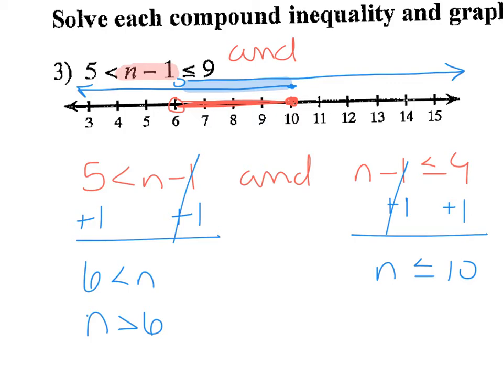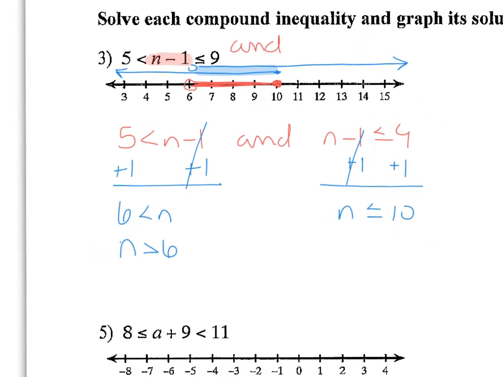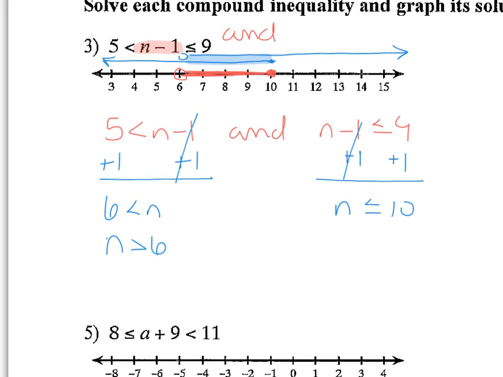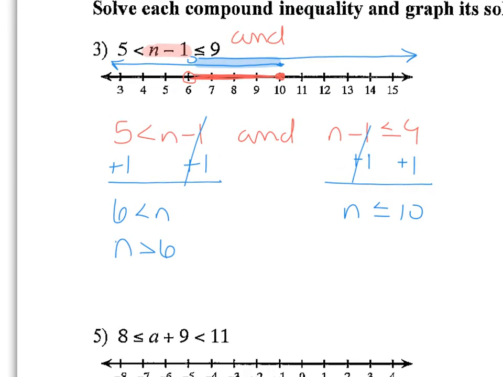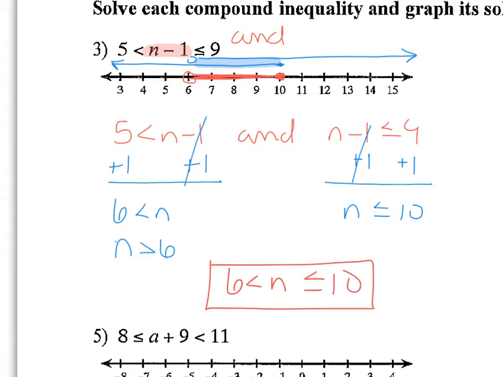All right? And so now you're going to write your final answer, just like we just practiced. So you're going to write 6 is less than n, which is less than or equal to 10. It's between 6 and 10.